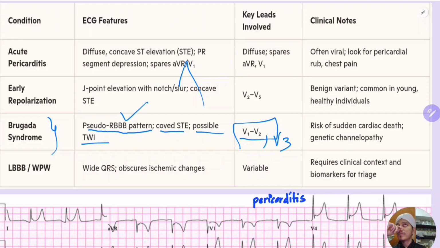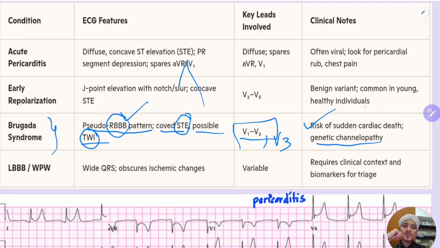What is the right bundle branch block pattern? Remember, an M pattern in V1 and a W pattern in lead 1, aVL, V5, V6. Pseudo RBBB pattern, and there can be right axis deviation. In complete RBBB there will be right axis deviation. And coved ST elevation will be there. So pseudo RBBB with ST elevation, with possible T wave inversion. So what is the clinical significance of that? These patients are at risk of sudden cardiac death. It is a genetic channelopathy.